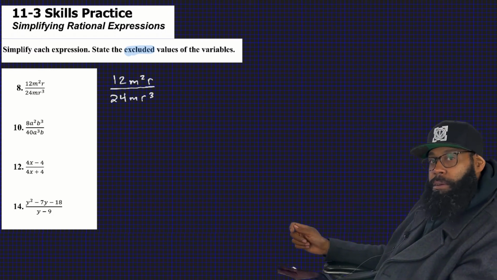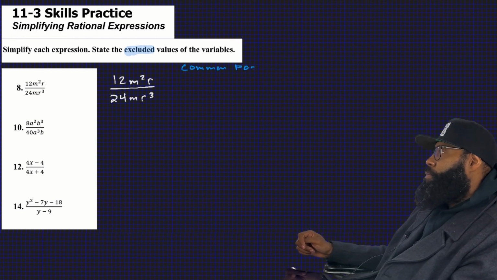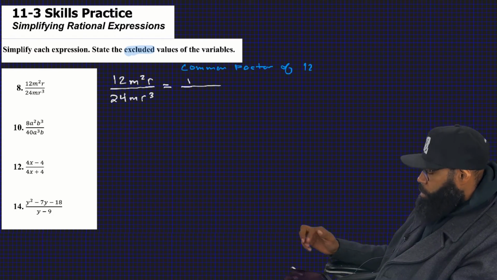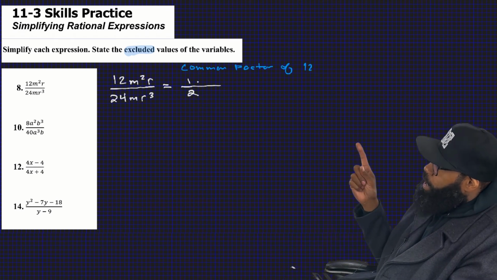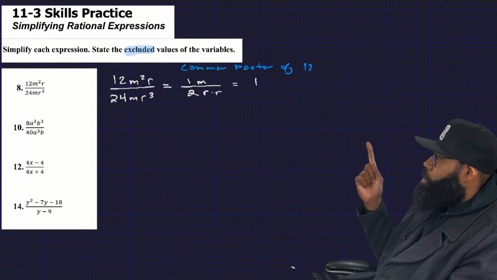12m squared r divided by 24m r cubed. So a common factor of 12 and 24 is 12. So 12 goes in 12 one time, 12 goes in 24 two times. And again, using my rules, I got 2 m's on the top, 1 on the bottom, so that leaves me 1 on top. 1 r on the top and 3 r's on the bottom leaves me with 2 r's on the bottom.